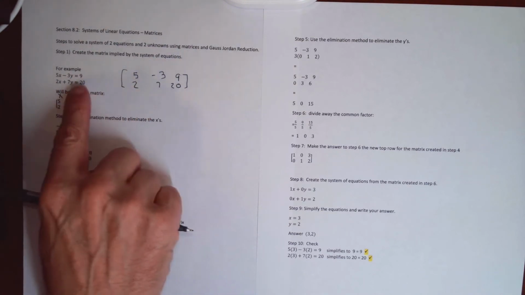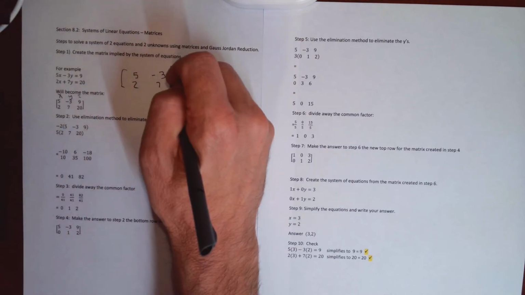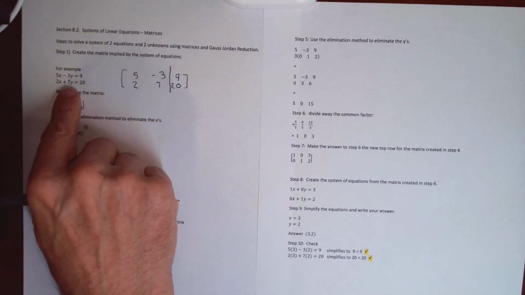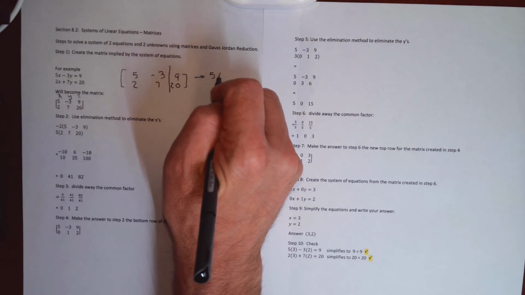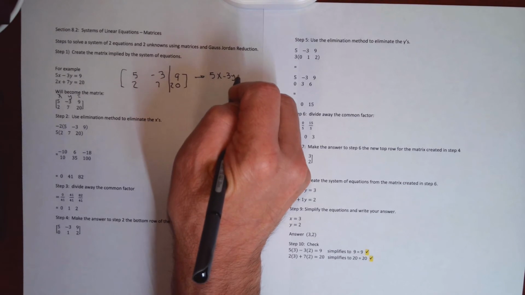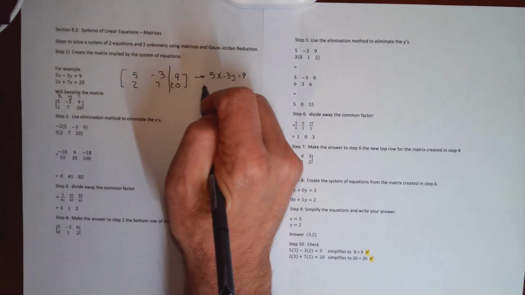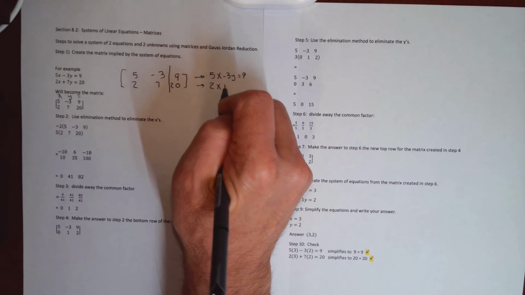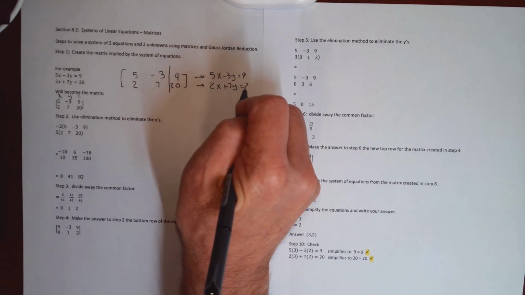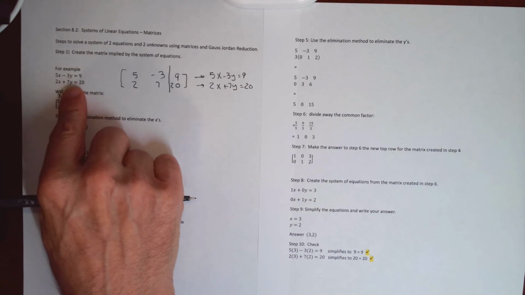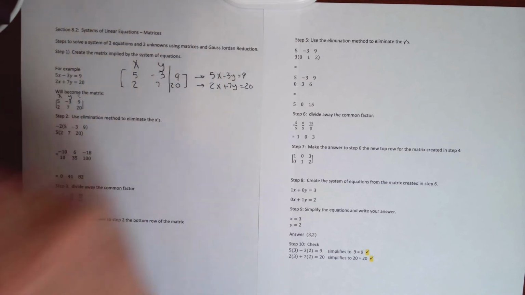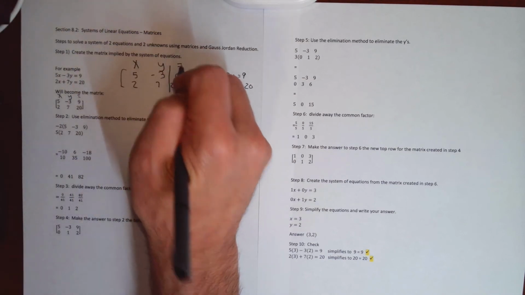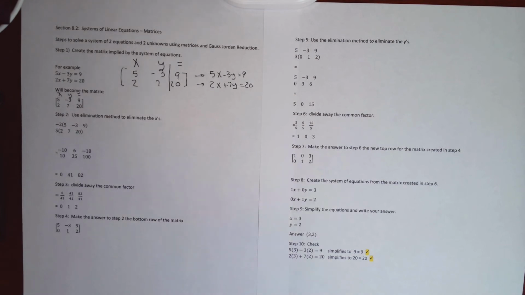This, I say, is a skeleton representation of that. Often, I put a bar right here separating the sides with the x's and the y's from the equals. So this top row means 5x minus 3y equal to 9, and the bottom row means 2x plus 7y equals 20. This is the matrix representation of that system of equations. The numbers in the first column represent x's, the numbers in the middle column represent y's, the number in the far right column represents numbers that are to the right of the equal sign.